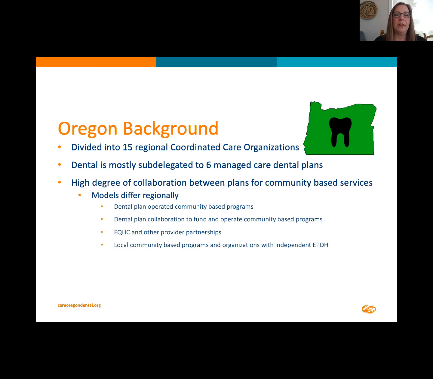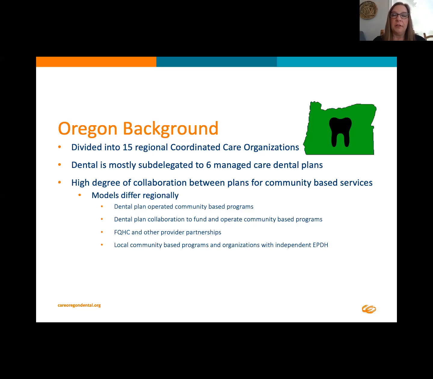So a little bit of context and background about Oregon really briefly. Our Medicaid system is divided into 15 regional coordinated care organizations. It's essentially our ACO model, but more specifically, dental is sub-delegated through those 15 organizations to 6 managed care plans. And so statewide, we have approximately 6 managed care dental plans. They have been around since the mid-90s when we implemented what was known as Oregon Health Plan at that time, and then moved to the coordinated care model in 2012.